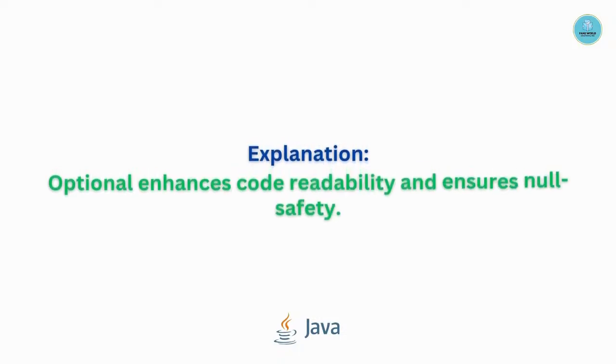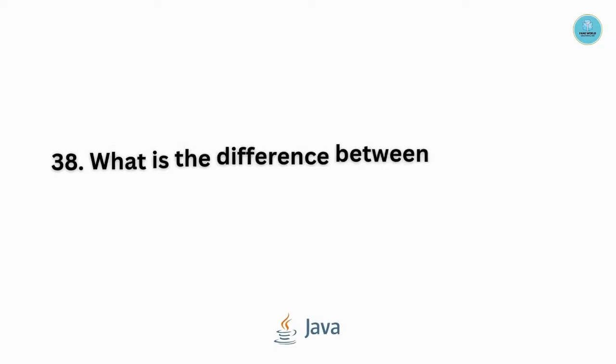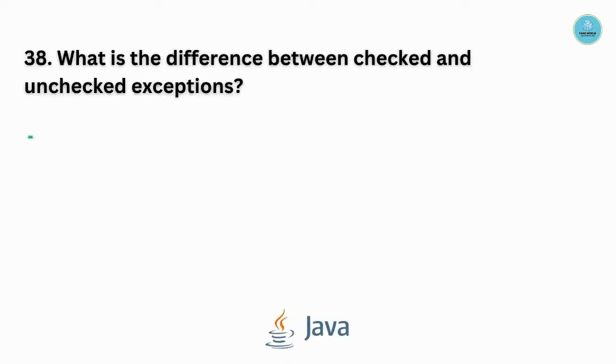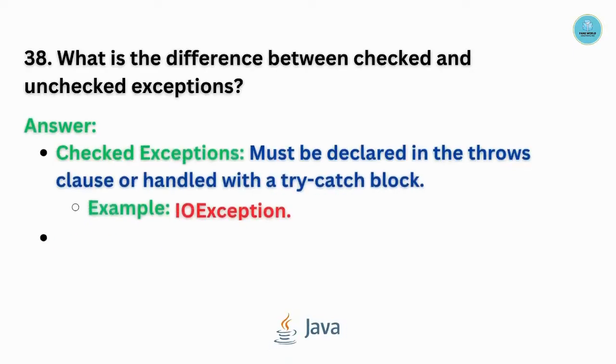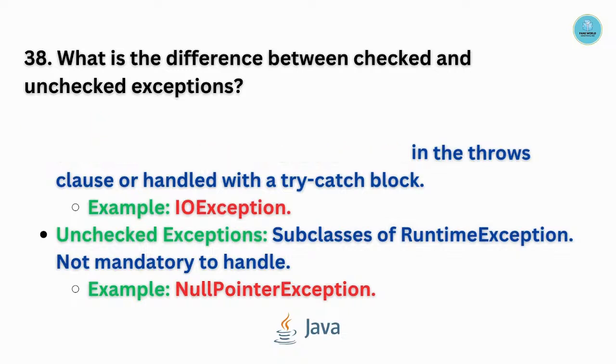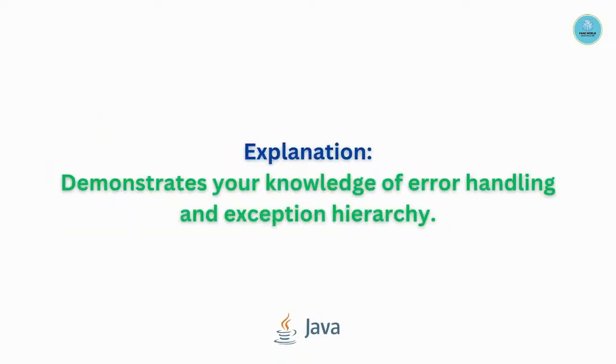Optional enhances code readability and ensures null safety. Question number 38. What is the difference between checked and unchecked exceptions? Let's talk about checked exceptions. They must be declared in the throws clause or handled with a try catch block. For example, IOException. Unchecked exceptions are subclasses of RuntimeException, not mandatory to handle. Example, NullPointerException. Demonstrates your knowledge of error handling and exception hierarchy.